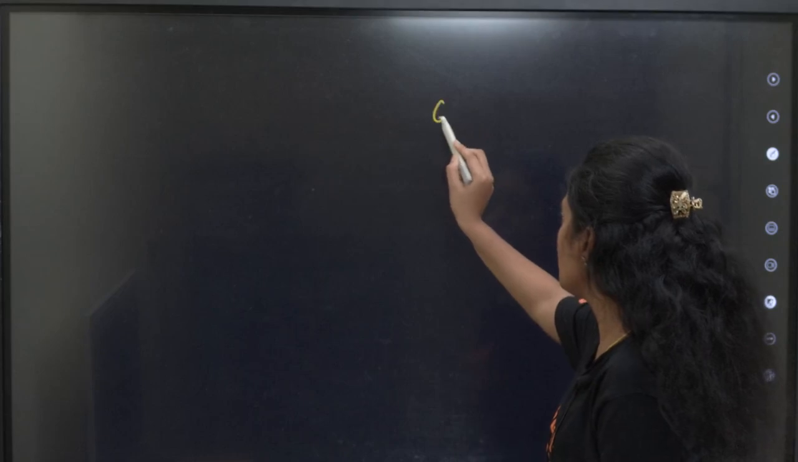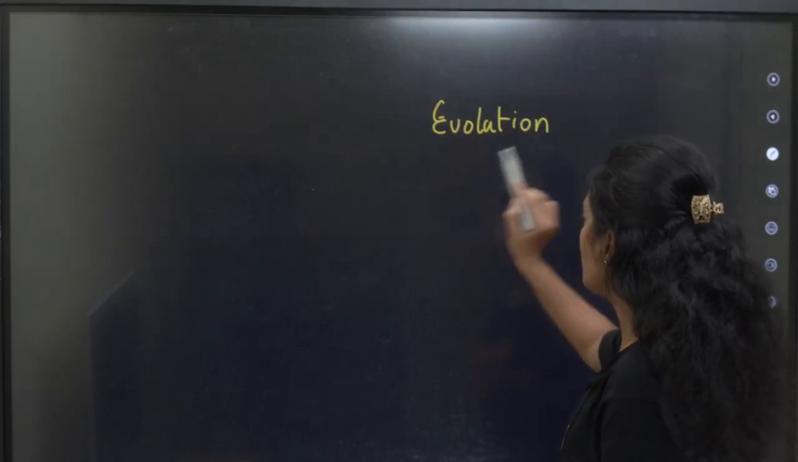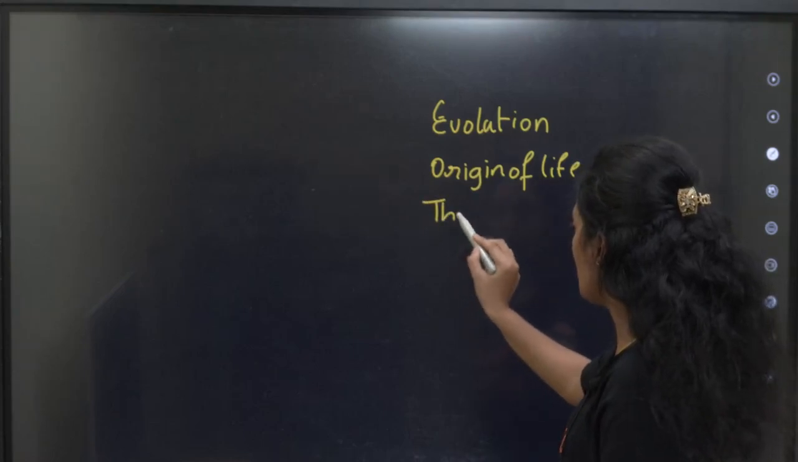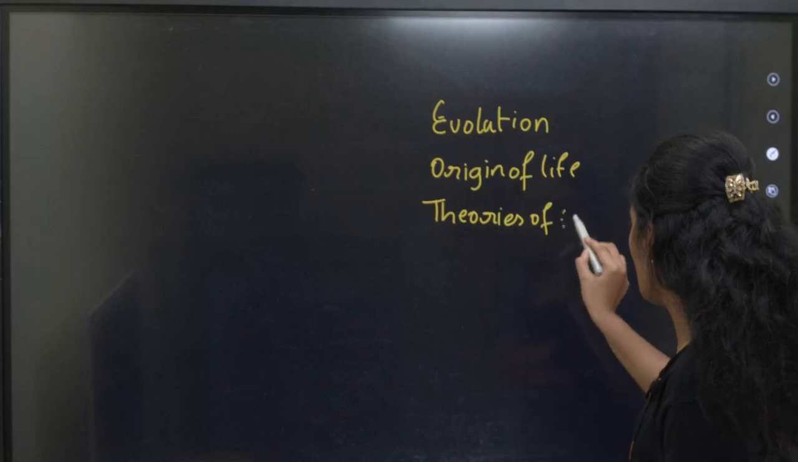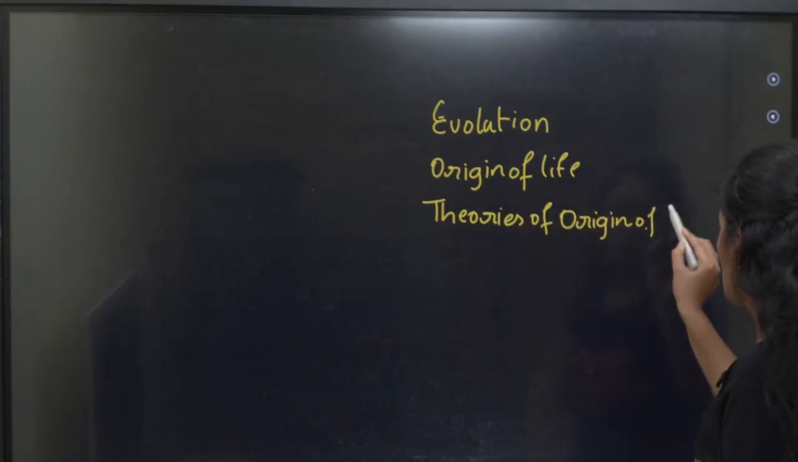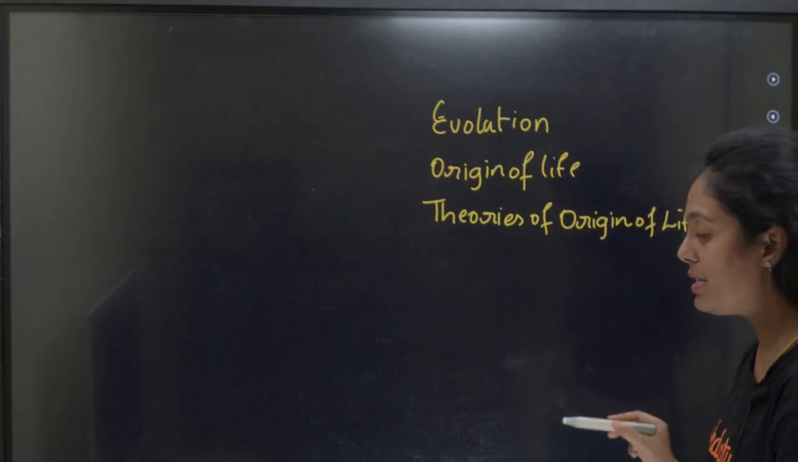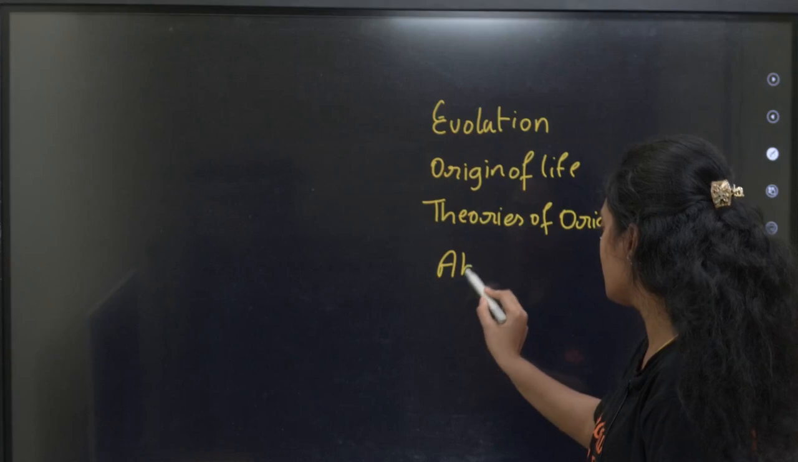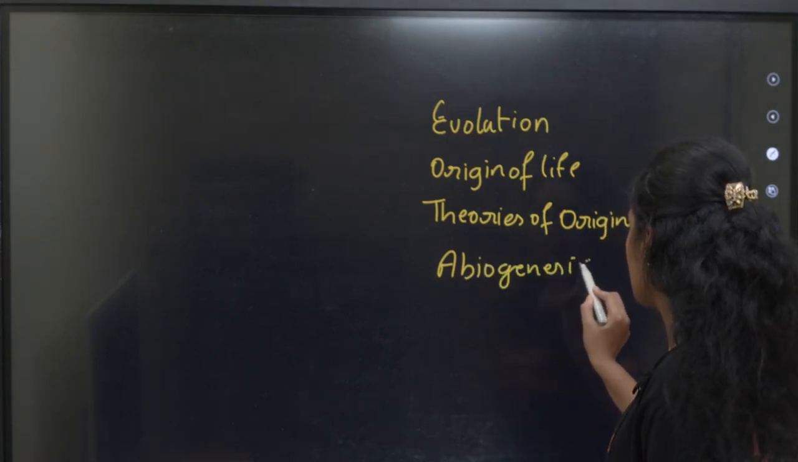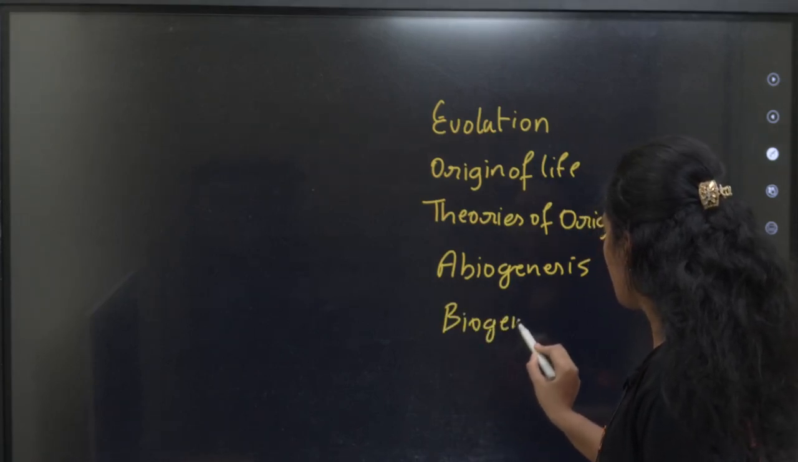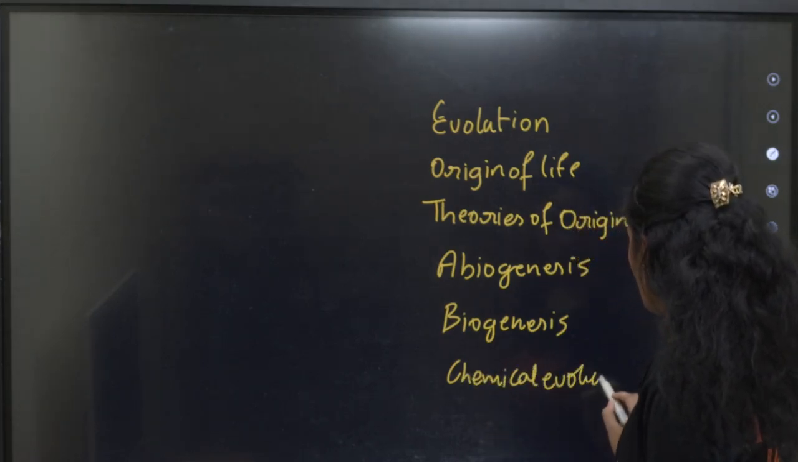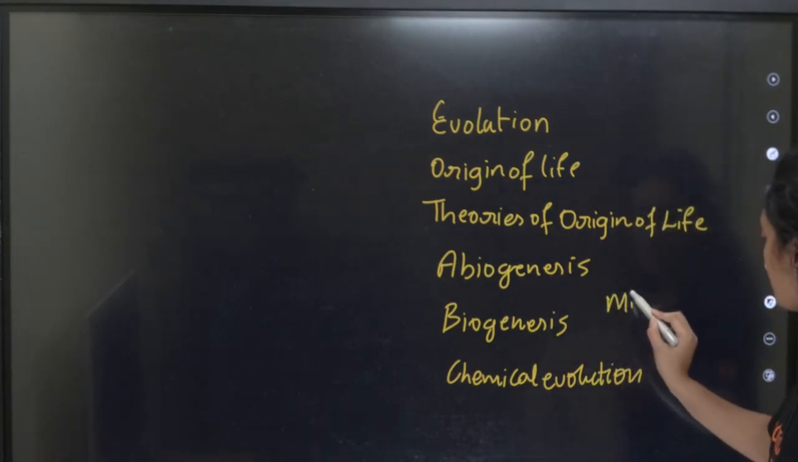Okay, so in the class la nama enna paathirukkom pasangala, we discussed about evolution. Okay, we discussed about origin of life, different theories of origin of life, and we also discussed about Francesco Redi's experiment, Louis Pasteur experiment, abiogenesis, how did they disprove, in the different theories. Okay, then you have biogenesis, then you have chemical evolution.